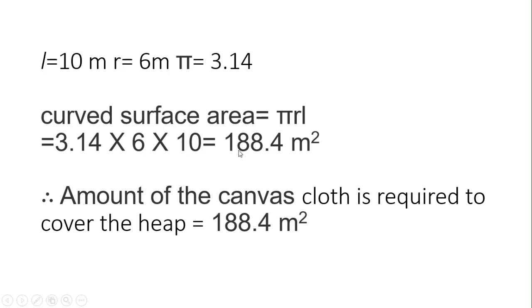What is that? 188.4 square meters. So how much canvas is required to cover the total heap of rice which is in the form of a conical shape? It is nothing but 188.4 square meters. Just we have taken the formula of curved surface area. In order to find the slant height, we have used the Pythagoras theorem.